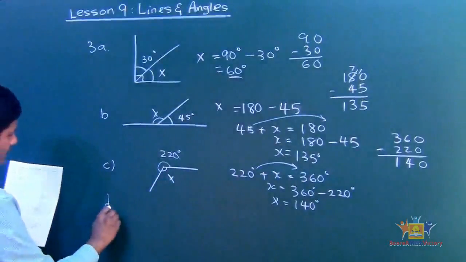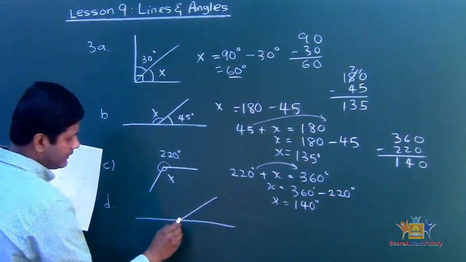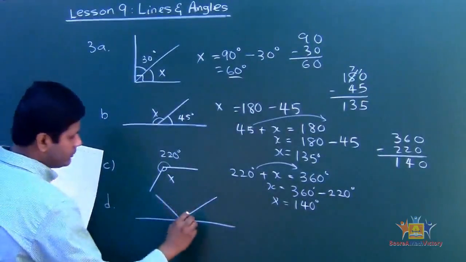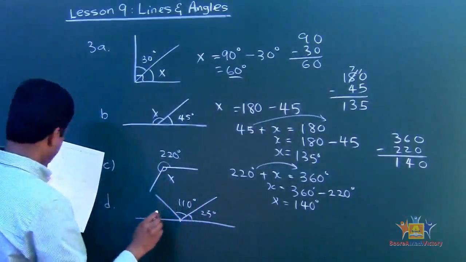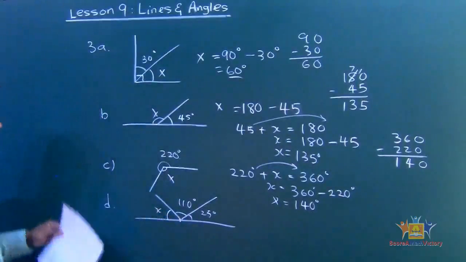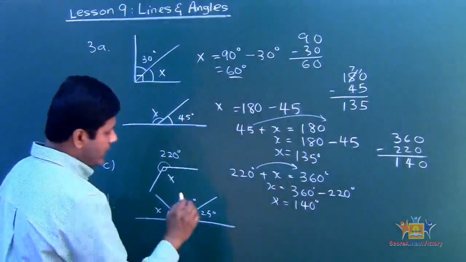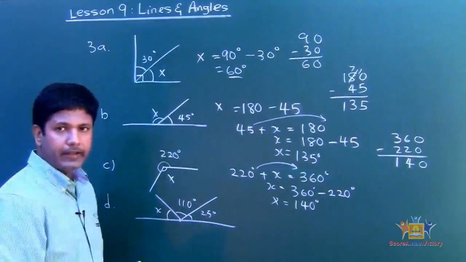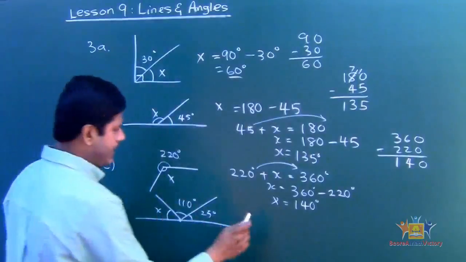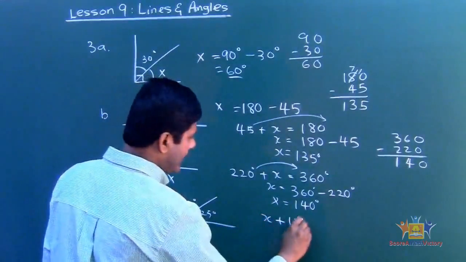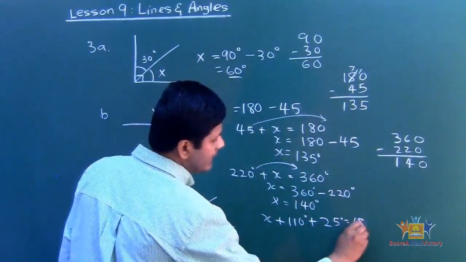Now problem D, you're given a straight line, and then you've been given three sections. You're told this one is 25 degrees, and this one is 110 degrees, and we're looking for this one, which is x. And you know that this is a straight line. So, straight line, what's the total angle? 180 degrees. That means x plus 110 plus 25 should be what? 180. So x plus 110 plus 25, all these degrees, equals 180 degrees.